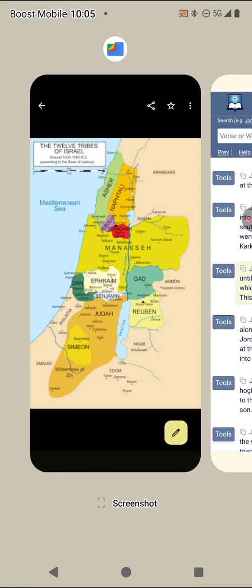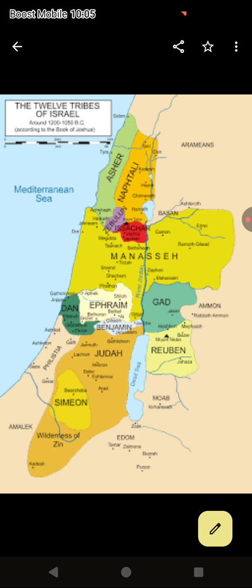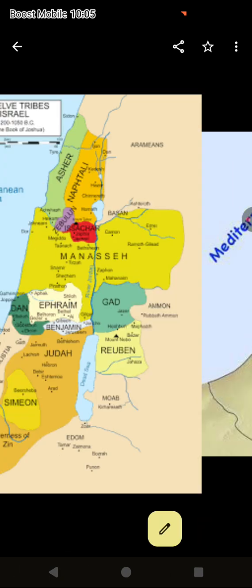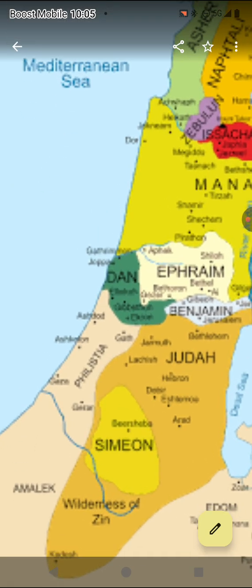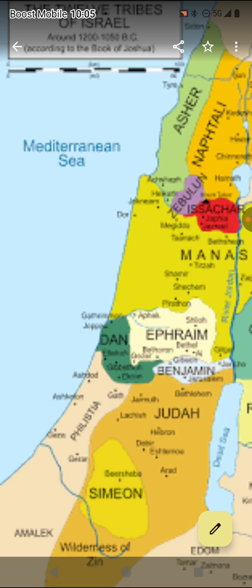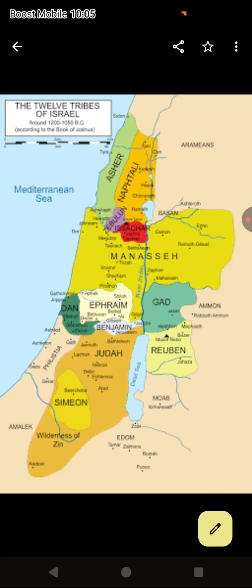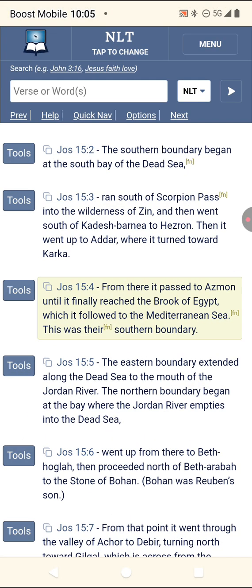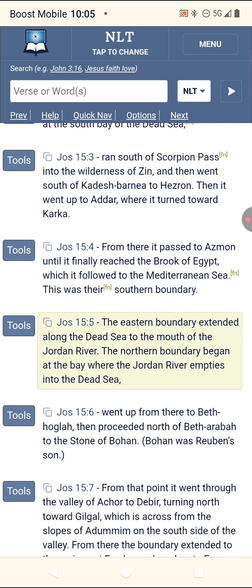So going back over here again, right? That should be the brook of Egypt. We can't say for sure, and this one doesn't even show at all. All right, but as you see, there's the Mediterranean right there. Okay, so the eastern boundary extended along the Dead Sea. So back going east, where we started the Dead Sea, right? Because it says the southern bay of the Dead Sea. Now, going back to the borders of the Dead Sea again.